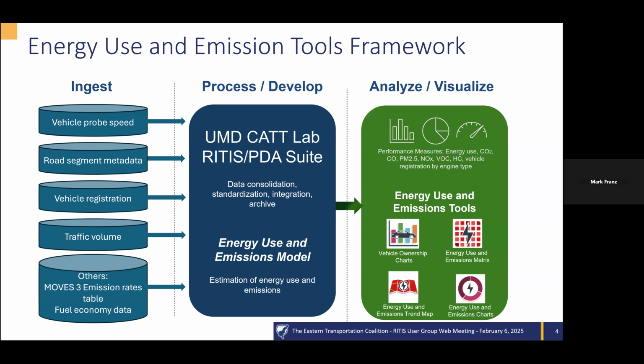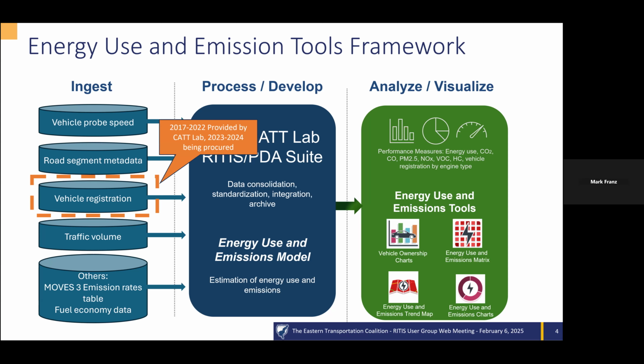So this is a framework of how the tool works. On the left side are basically what we ingest and the data needs. So I already mentioned the probe speed, the vehicle registration, and traffic volumes. We also use the TMC segment metadata base. So the length and the number of lanes are inputs into our model. And then we have some other parameters that we derive from the MOVES 3 model, including the emission rates and fuel economy data that ultimately drive the estimations that are generated in our outputs.